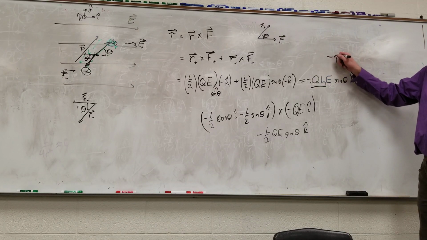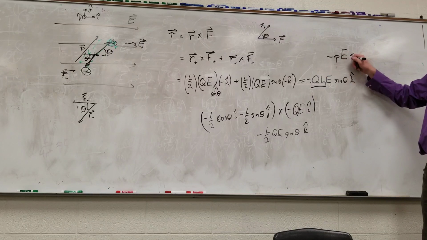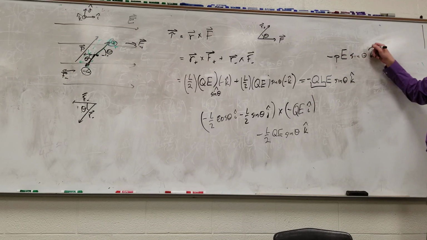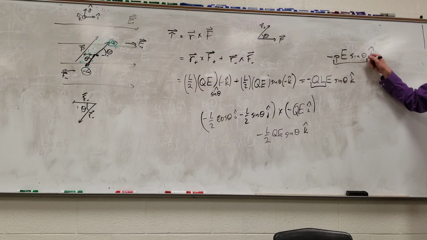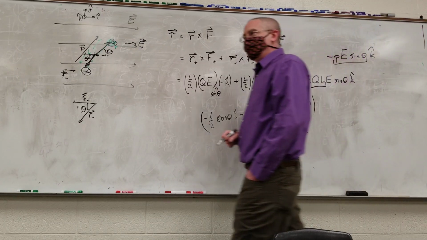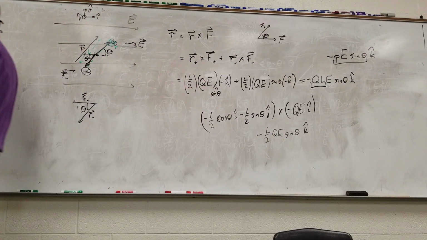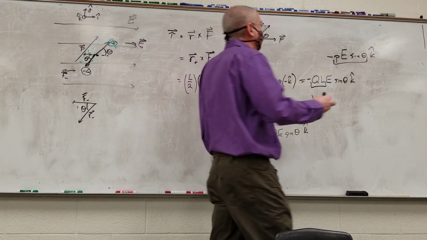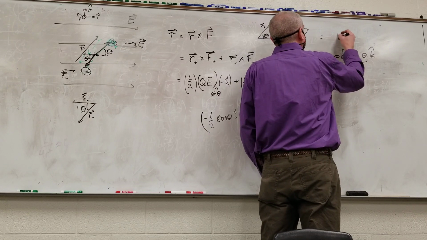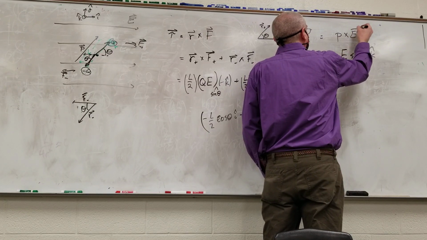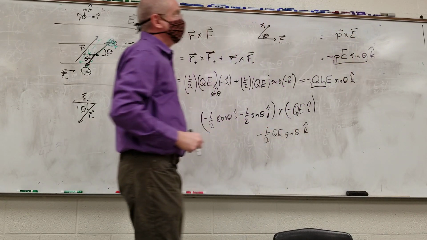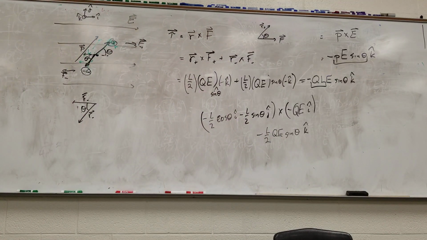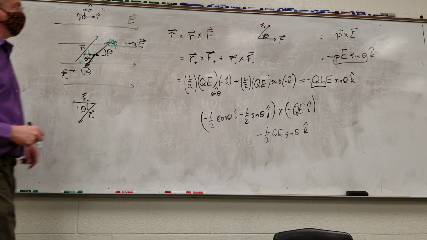So I have negative P E sine theta K hat. But recognize here, this P E sine theta is just the magnitude of the cross product between P and E. So that's P cross E. The question is, do I have to throw a negative sign in there in order to account for the direction?